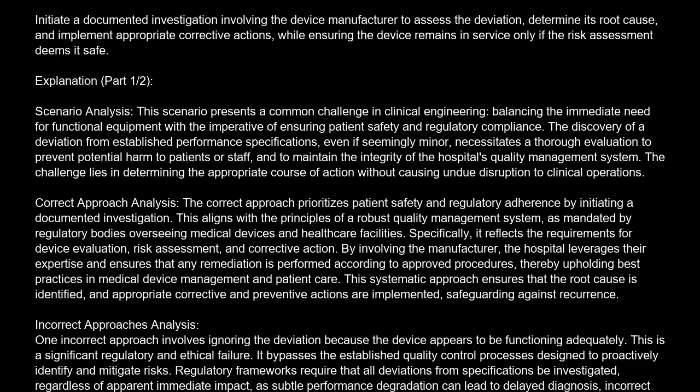This systematic approach ensures that the root cause is identified and appropriate corrective and preventive actions are implemented, safeguarding against recurrence. Incorrect approaches analysis. One incorrect approach involves ignoring the deviation because the device appears to be functioning adequately. This is a significant regulatory and ethical failure. It bypasses the established quality control processes designed to proactively identify and mitigate risks. Regulatory frameworks require that all deviations from specifications be investigated, regardless of apparent immediate impact, as subtle performance degradation can lead to delayed diagnosis, incorrect treatment, or equipment failure during critical procedures.